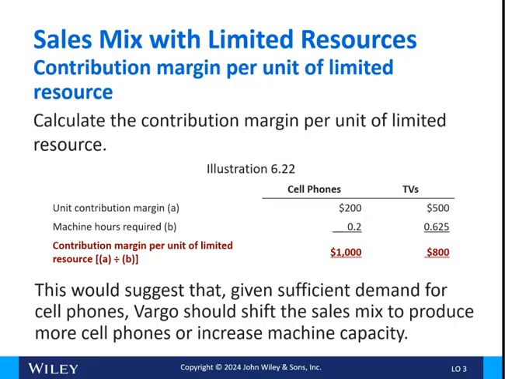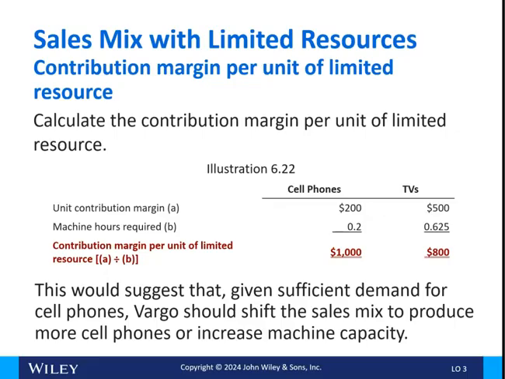So if we look at this a little bit, if we just looked at the unit contribution margin, we would say, well, we should produce more TVs because it's got a higher unit contribution margin. If we have our same fixed costs, we're going to get a higher net income for each TV we sell over selling a cell phone. So we should shift that way.